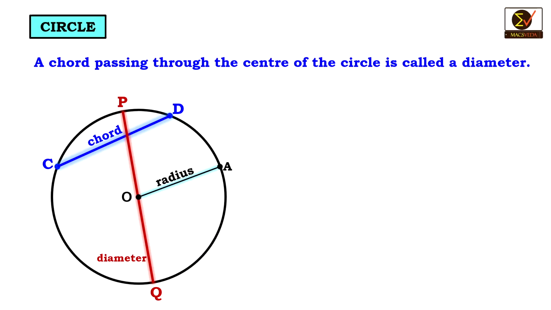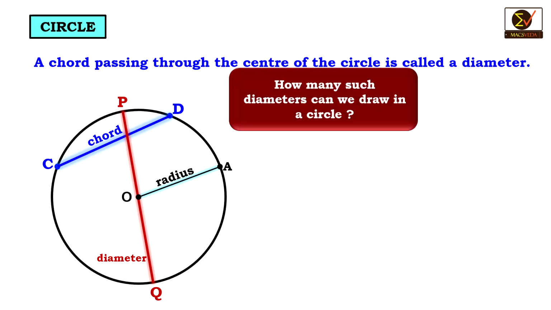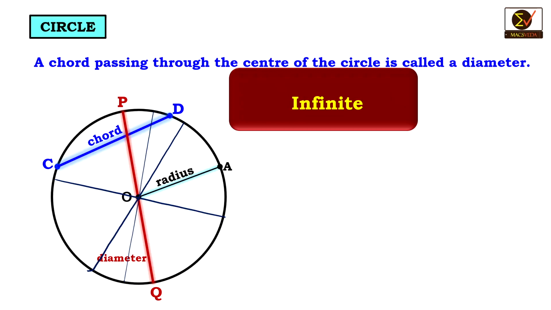So what is diameter? A chord passing through the center of the circle is called a diameter. Now how many such diameters we can draw in a circle? Of course we can draw infinitely many such diameters. Just need to draw a chord passing through the center. Got it? Very good. So we can have infinitely many chords, we can have infinitely many diameters. Wonderful.